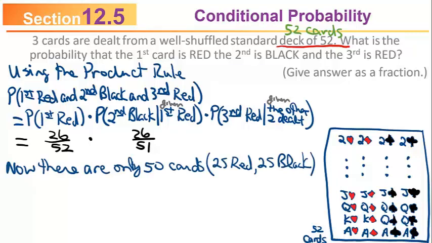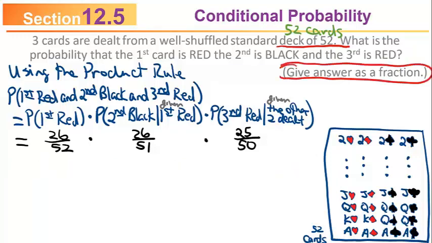And finally, what is the probability that the third one is red, given that the other 2 were chosen? Well, now you've taken 2 cards out of the deck, so there are only 50 cards, and you've taken 1 of each color, 1 red, 1 black, so there are only 25 reds and 25 blacks left in the deck, so the probability that the next one is red is 25 out of 50. And according to the product rule, all you've got to do is multiply those together.